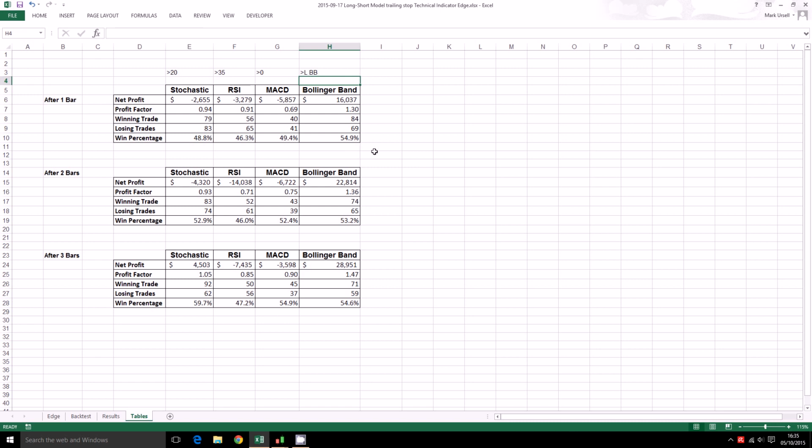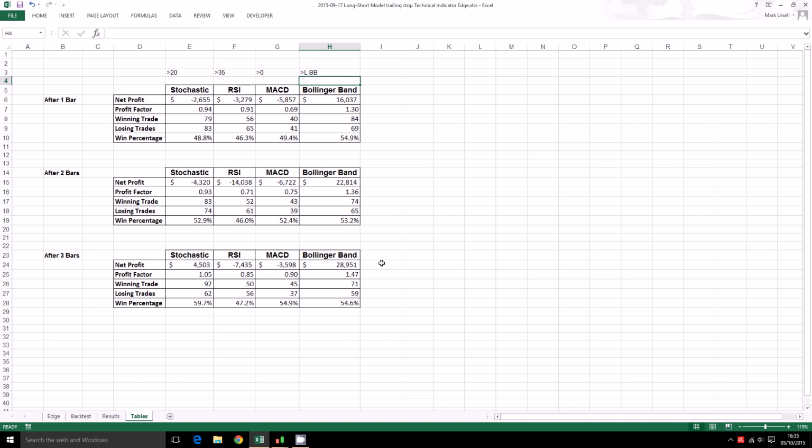Now, the final one here was the Bollinger Band test, and we can see that under the scenarios that I've tested, Bollinger Band has performed the best. We can see a steadily increasing net profit. We can see that the win percentage is not changing significantly, but we're actually able to take more profit out of these trades.